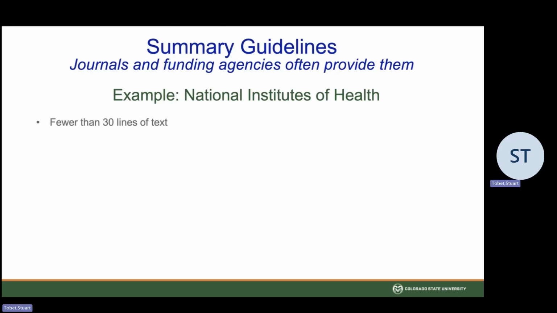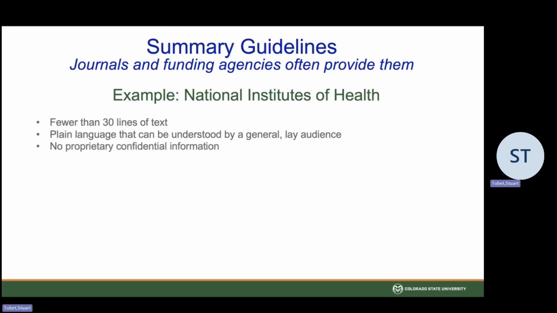The National Institutes of Health requires fewer than 30 lines in a summary. They want plain language that can be understood by a lay audience. What they mean by that is understood by Congress, which means maybe even sometimes less understanding than a lay audience. No proprietary confidential information. You're not trying to give away secrets in this potential summary. The NIH summaries for funded grants are actually published online and available to anybody who wants to search them.